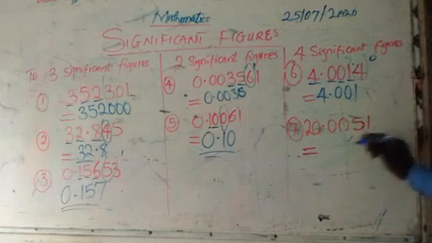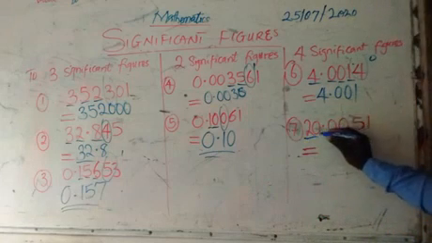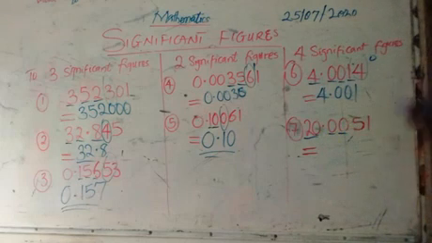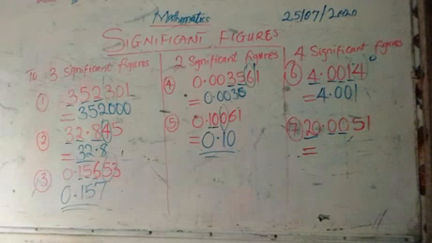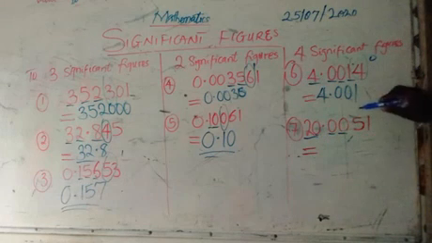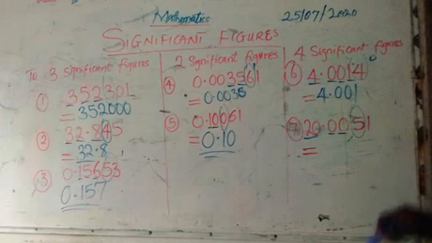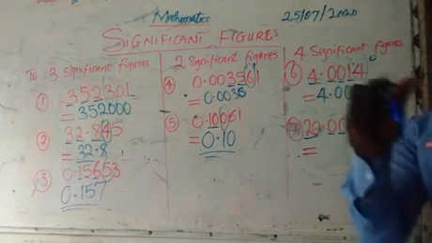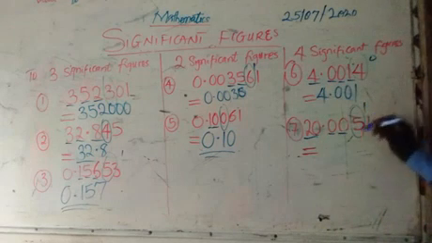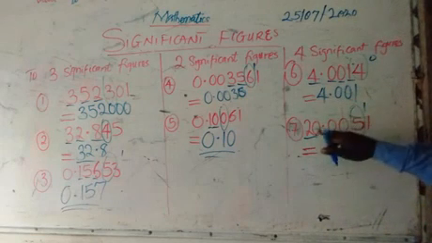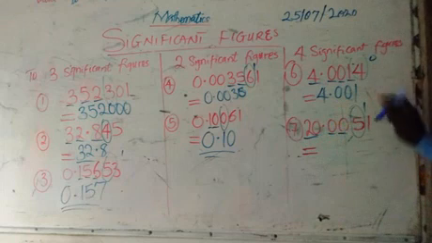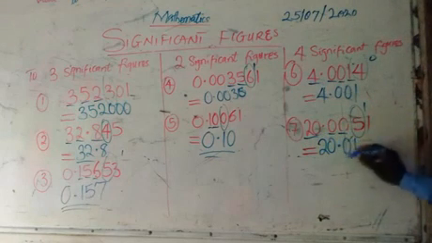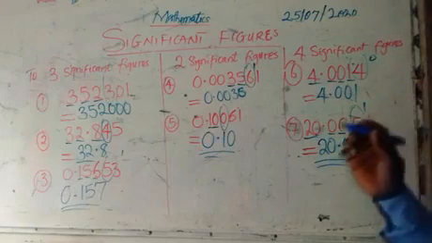And the last question we have here is 20.0051. The first significant is 2, second is 0, third is 0, fourth is 0. But we consider the next, that is the fifth one, which is equal to 5. And if a digit is up to 5, we round it up to 1 and add it to the number before it. That is 20.00 plus 1. We're going to have 20.01 as our final answer.